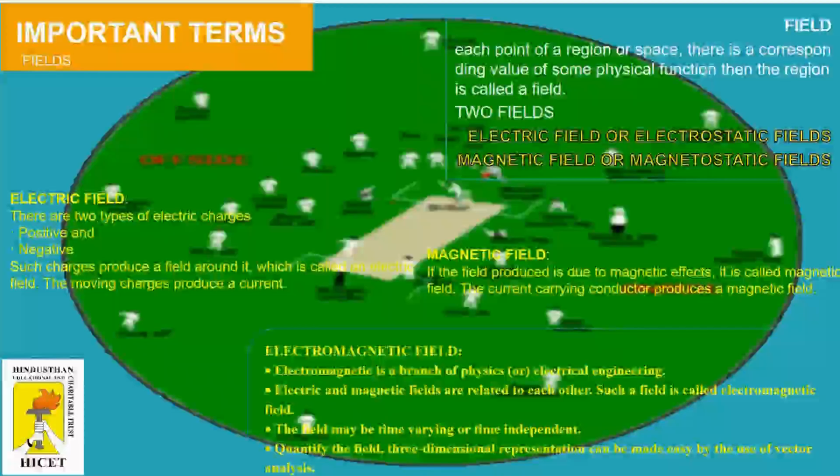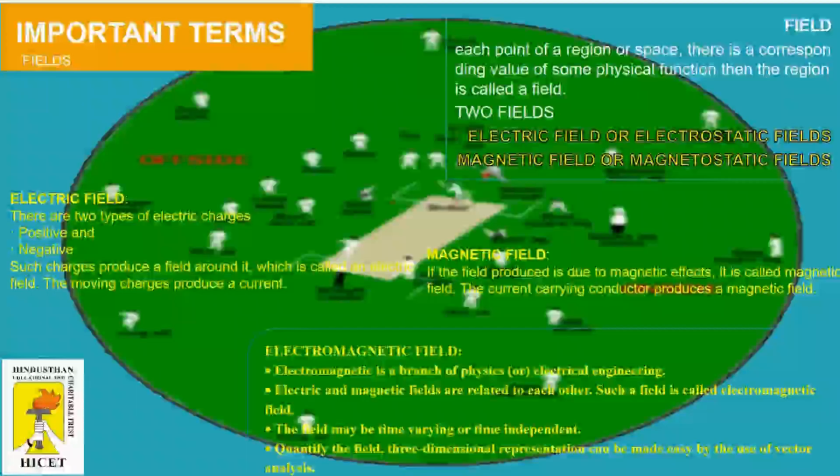A moving charge can produce an electric current. Coming to another term, the magnetic field: if the field is produced due to the magnetic effect, it is called a magnetic field. Current carrying conductors produce a magnetic field, with the electric charge in motion. The combination of electric field and magnetic field, we call it an electromagnetic field.